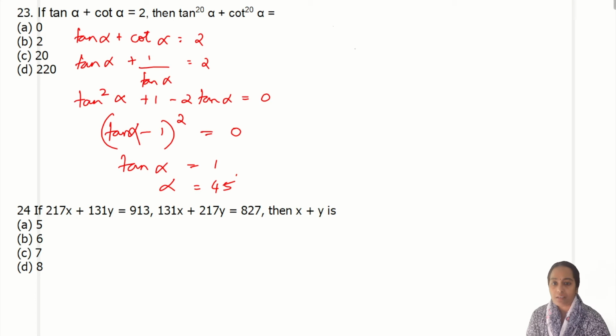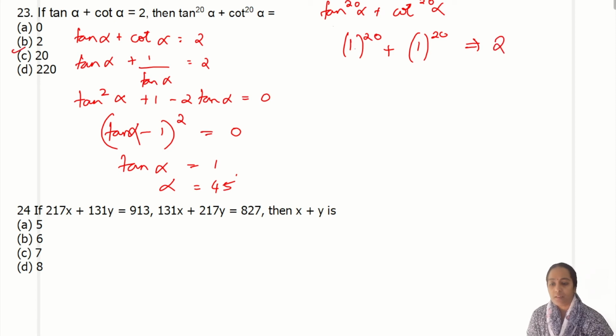What is asked is tan to the power 20 alpha plus cot to the power 20 alpha. So tan alpha is tan 45 degrees. It's going to be 1 to the power 20 plus again 1 to the power 20, which will be 1 plus 1. So it's going to be 2. Answer is 2.